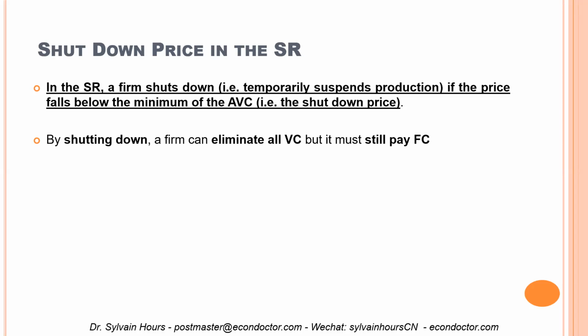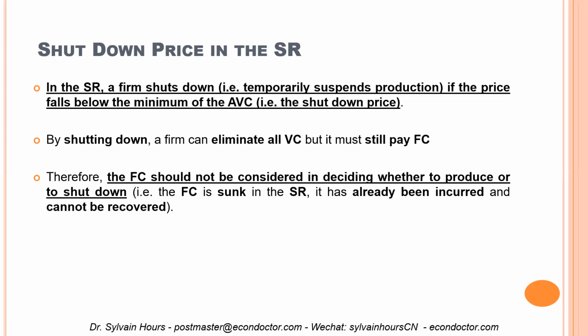But even though we do not produce anything, we still have to pay fixed cost by definition. Fixed cost is a cost that is the same regardless of how much you produce. You can produce 10, 20, 50, 200, 2 billion, or 0. You will still have to pay the fixed cost. So you can eliminate variable costs, but not fixed costs.